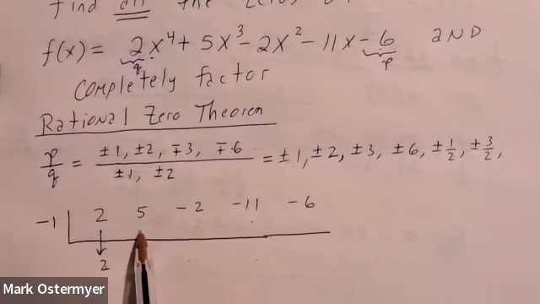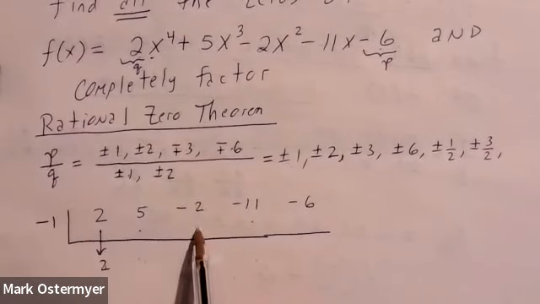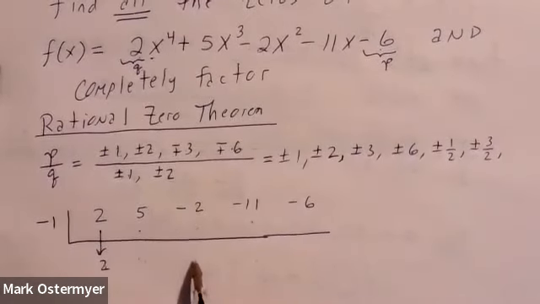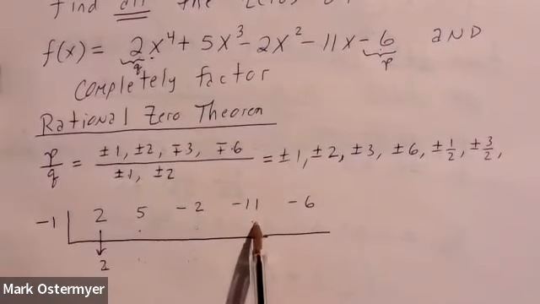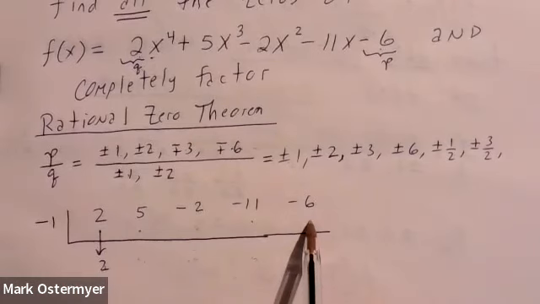What's 5 plus a negative 2? 3. What's negative 1 times 3? Negative 3. What's negative 2 plus a negative 3? Negative 5. What's negative 1 times negative 5? 5. What's a negative 11 plus 5? Negative 6. What's negative 1 times negative 6? 6. Oh, and these add up to 0. We found one. Negative 1 is a 0.